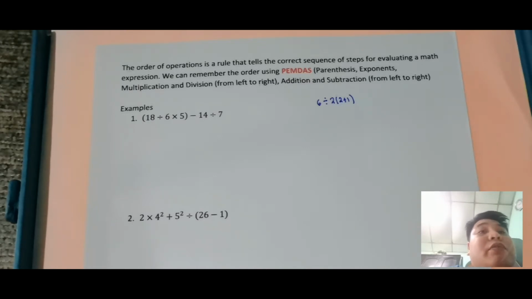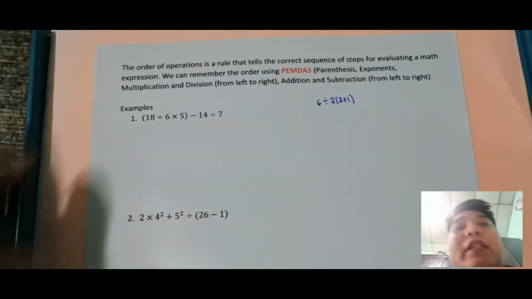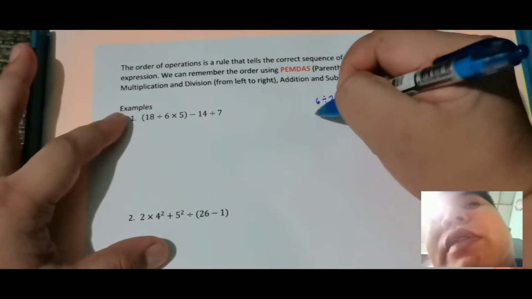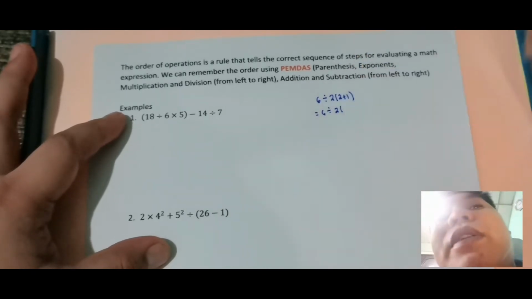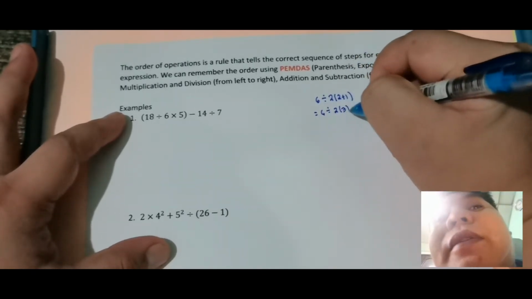Pero sundin natin yung rule ng PEMDAS, yung totoong rule. So, ang sabi, parenthesis, exponent, multiplication and division, and addition and subtraction. So, tandaan mo yung left to right na priority natin. So, una, nakikita ko yung 2 plus 1 sa loob ng parenthesis. Okay, so that is equal sa 6 divided by 2 times 3.